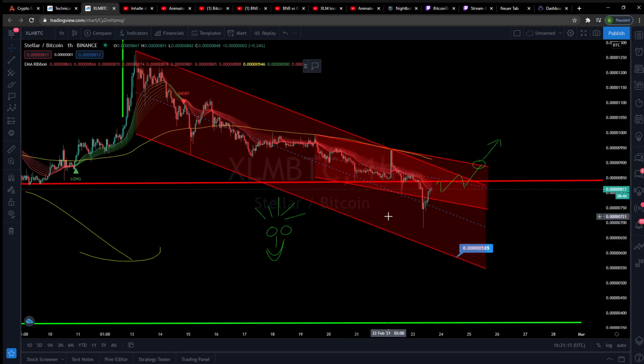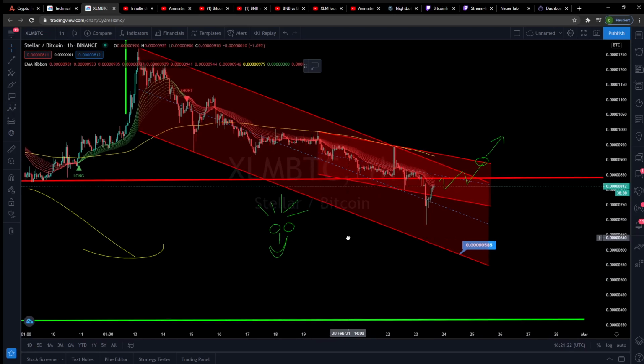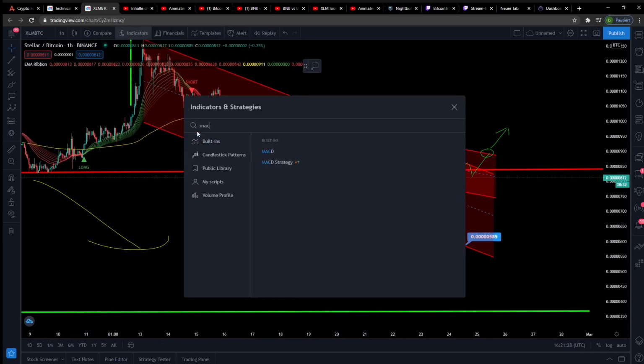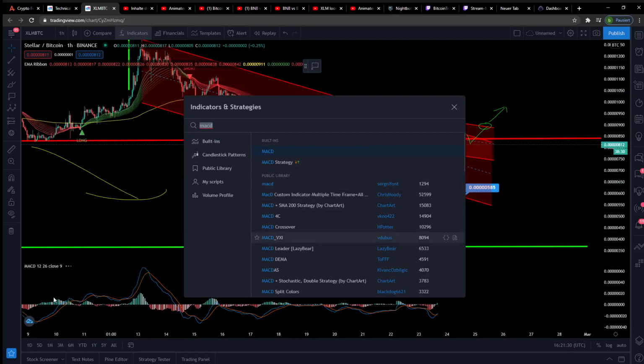Guys, that's it. It was a very fast TA for XLM. This is XLM versus Bitcoin. Don't forget, this was a very fast thing here. One thing I would like to watch. Sorry, I forgot the MACD. The MACD is very important. Let's take a look about it very fast.